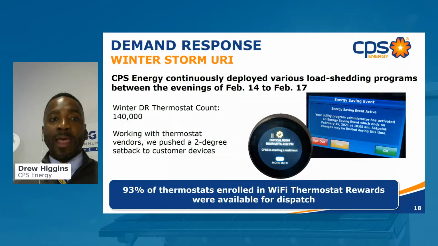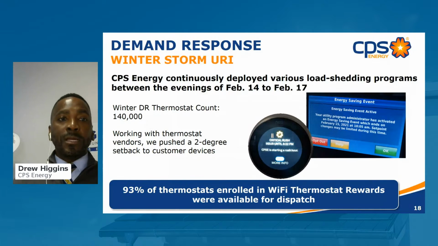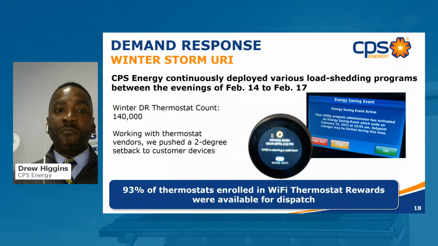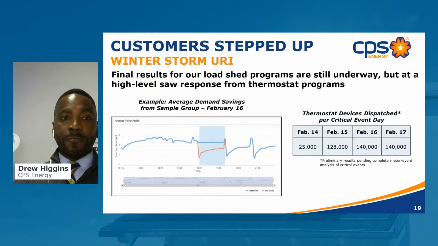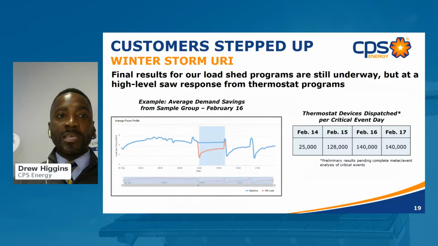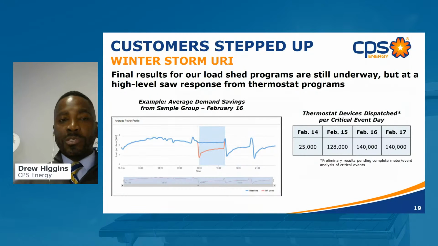That being said, we were able to activate 140,000 thermostats, and we were able to push a 2-degree setback for our customers, which made a huge difference, right? So 93% of thermostats enrolled in the Wi-Fi thermostat rewards were available for dispatch, and we utilized them. And I'm going to show you the results because it's significant. As you can see here, and we're still doing some calculations, it's just amazing, right?